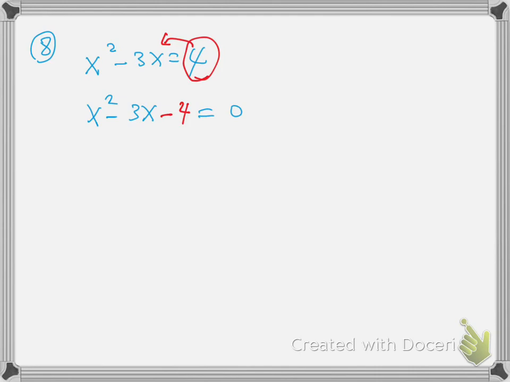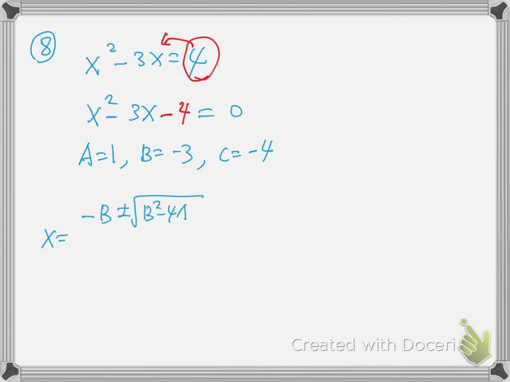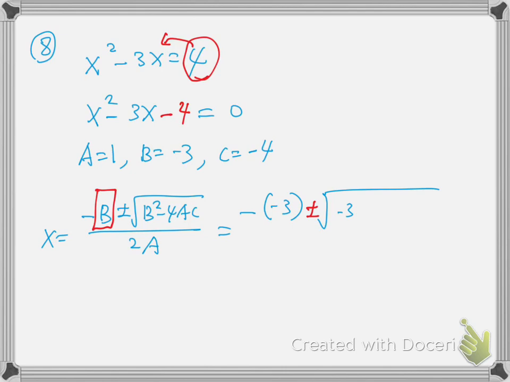Okay, so that's our ABC. A is 1, B is negative 3, C is negative 4, right? And then x is negative b plus minus the square root of b squared minus 4ac, divided by 2a. So this is negative 3, because b is negative 3, so this is negative 3, right? Plus minus gives us two solutions. Under the radical sign, we have negative 3 squared minus 4 times 1 times negative 4, and then divided by 2 times 1.